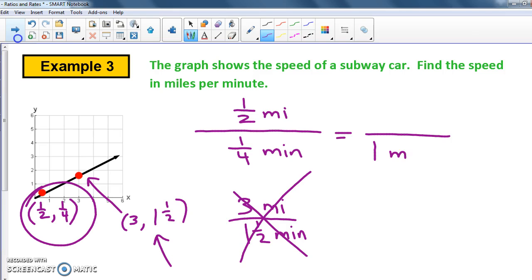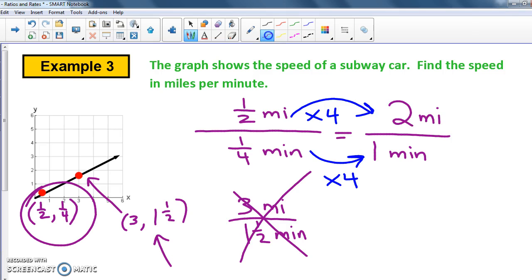I want 1 minute on the bottom. All right, so how did I get from here to here? I multiplied by 4. So how do I get from here to here? I multiply by 4. Half times 4 is going to be 2. So that means it travels 2 miles in 1 minute. Okay, so what I did was I took my points right here. I wrote them over here, and then I simplified. So it goes 2 miles in 1 minute.